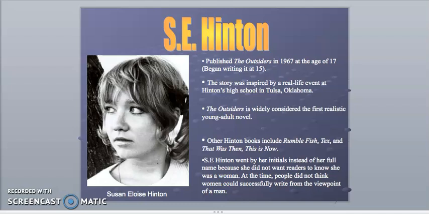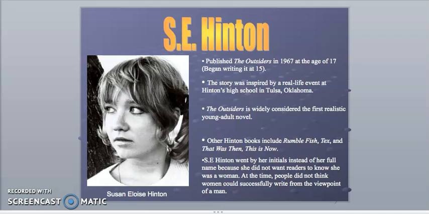Some other books that she has written include Rumblefish, Text, and That Was Then, This Is Now. That Was Then, This Is Now is actually set in the same world as The Outsiders, so it's not necessarily a sequel, but we see a lot of the same characters and it's the same setting, so it's sort of just set in the same world.